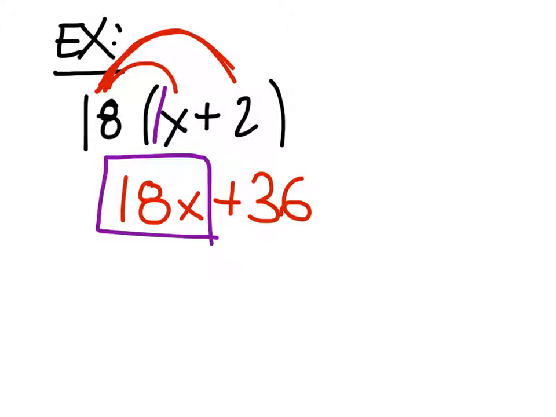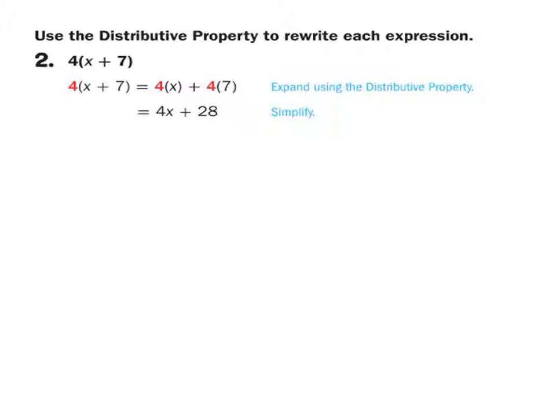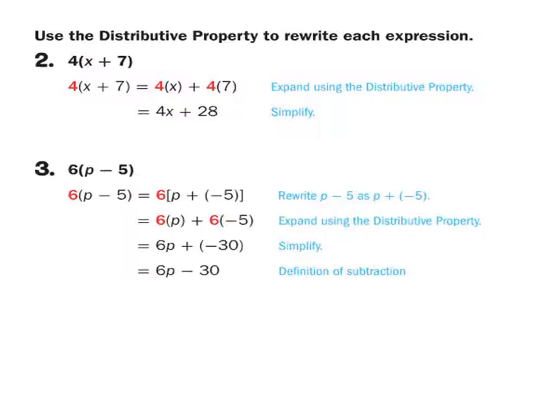Okay? Here's a couple more examples. Again, notice when you distribute the 4 into the x, it's just 4x. 4 times x is 4x. Okay? Same with p. 6 times p would give you 6p.